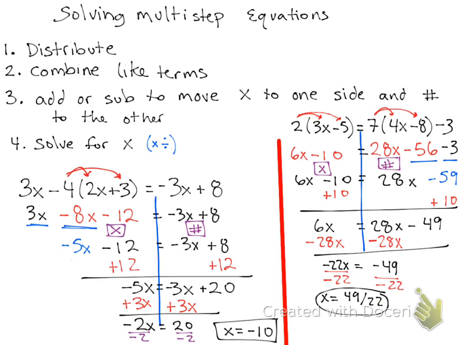All right, so make sure when you divide, you only put the number, you don't put the letter. You're only dividing by 22 to cancel it out. So negative 22 divided by negative 22 is positive 1. So we have our 1x equals negative 49 divided by negative 22. Negative divided by negative is positive, so that's why down here it's positive 49 over 22.